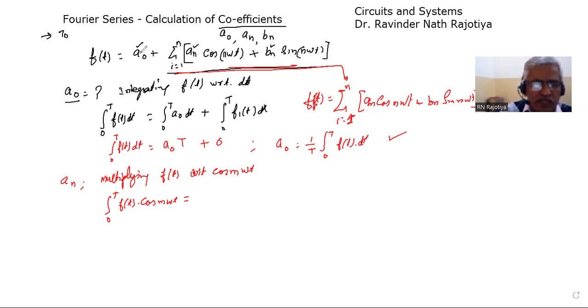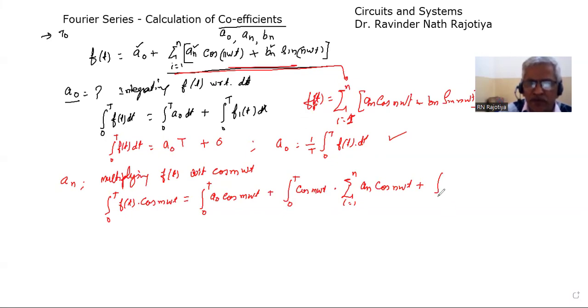this function multiplied by cos and taking the integral of it. So this will become integration from 0 to T of a0 cos of m omega t, plus the integration of cos of m omega t over the limit 0 to T dot the complete function, which is summation of i equal to 1 to n of an cos n omega t, plus the integral, when you break this, from 0 to T of cos of m omega t dot summation of i equal to 1 to n of the sine of n omega t.